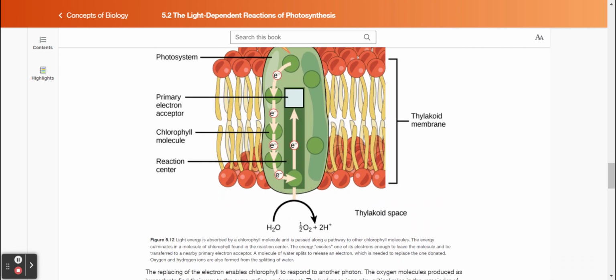Figure 5.12. Light energy is absorbed by a chlorophyll molecule and is passed along a pathway to other chlorophyll molecules. The energy culminates in a molecule of chlorophyll found in the reaction center. The energy excites one of its electrons enough to leave the molecule and be transferred to a nearby primary electron acceptor. A molecule of water splits to release an electron, which is needed to replace the one donated. Oxygen and hydrogen ions are also formed from the splitting of water.